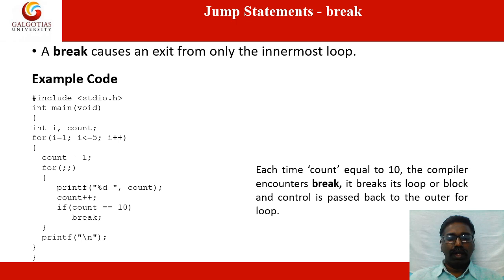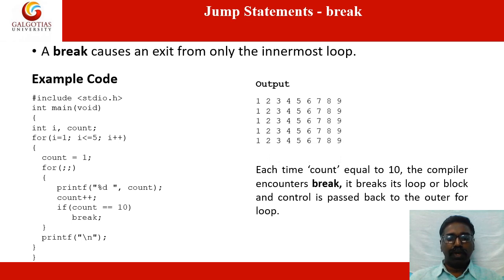So here the outer for loop is there, the inner for loop is there, and then inside the inner for loop we are having an if statement. If the if statement is true, we are having a break. So as per our definition here, the break causes exit only from the innermost loop, so if count is equal to 10, then what will happen? The innermost loop will break. So what happened according to this code? Each time count equals 10, the compiler encounters break. It breaks the inner loop only.